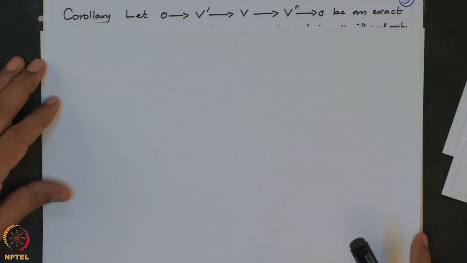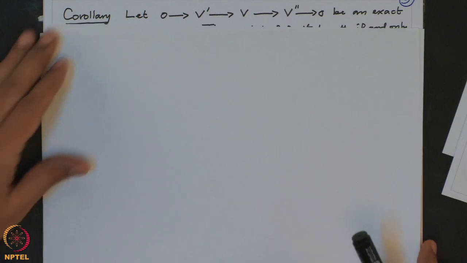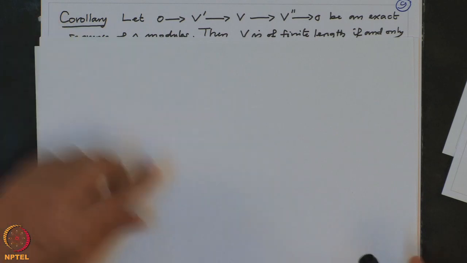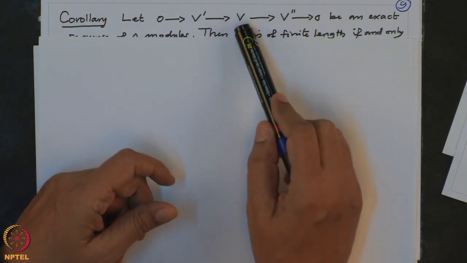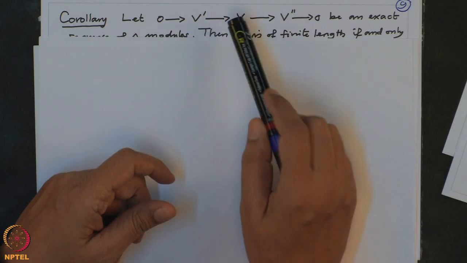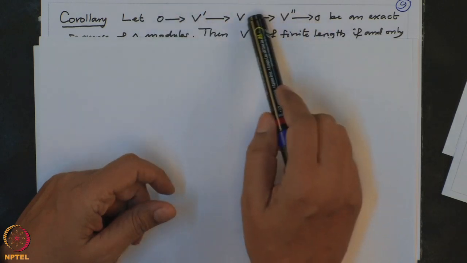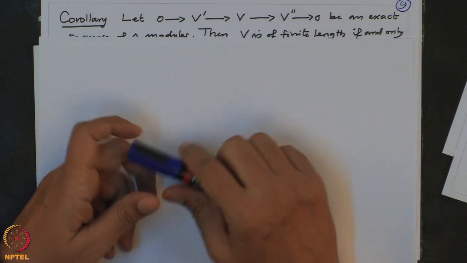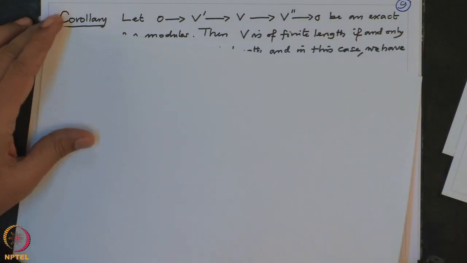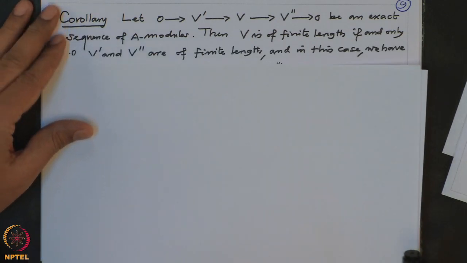Similarly, we can deduce immediately from this: if I have a short exact sequence of A-modules, V' to V to V'', this is a short exact sequence, which means the kernel of this map is equal to the image of the previous map, this map is injective, and this map is surjective. That is the meaning of the fact that this sequence is an exact sequence of A-modules.